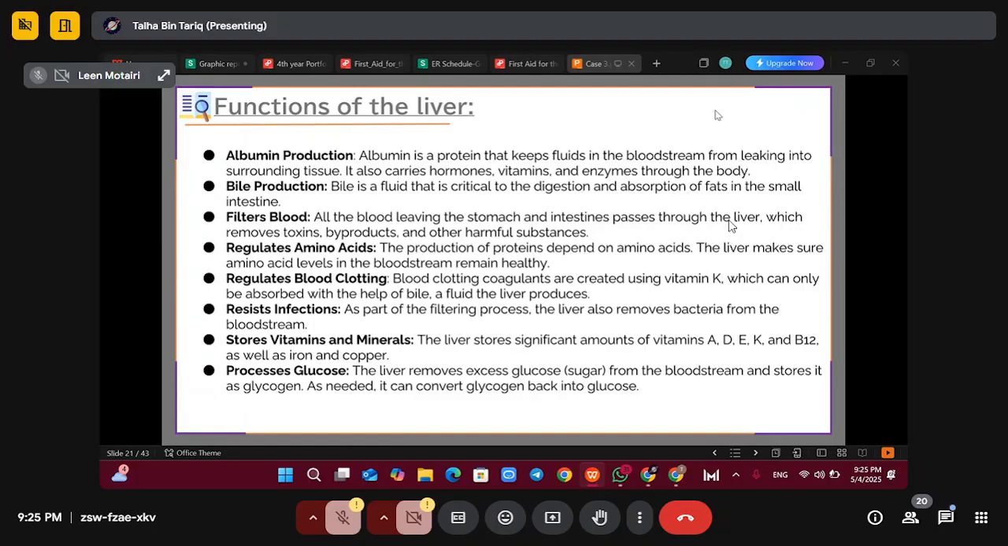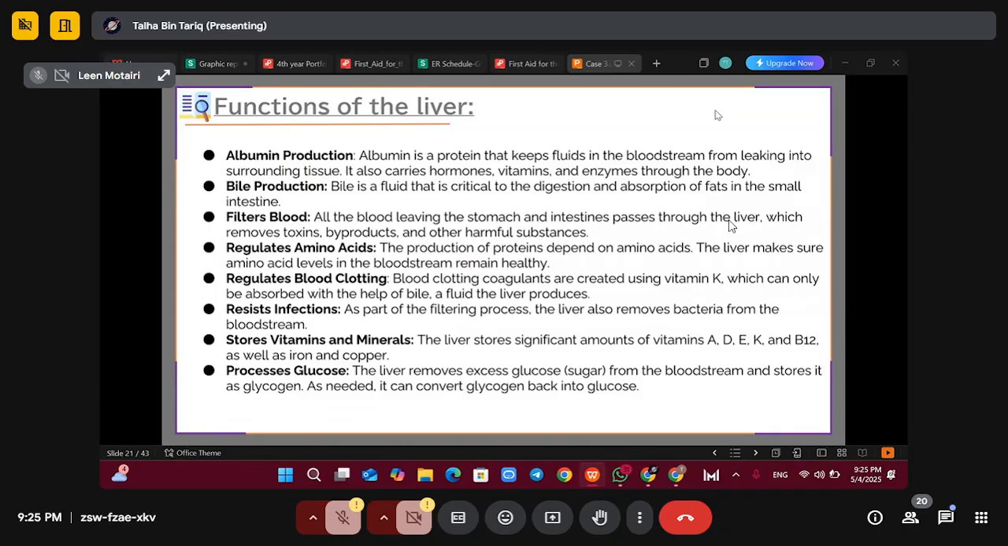Anything regarding blood clotting is made within the liver with the help of vitamin K. Usually, whenever the liver is damaged, people have coagulation abnormalities, either increased bleeding and all of that, which you will study. Then you have resistance of infection. So we know that the liver is detoxifying, so it's also resisting infections because it's removing other harmful bacteria from the blood, and it's also storing vitamins and minerals.